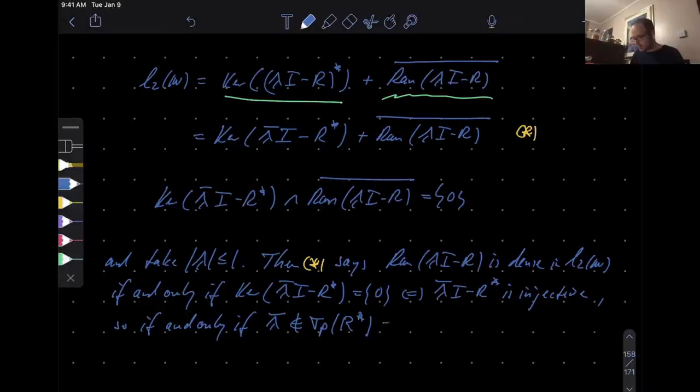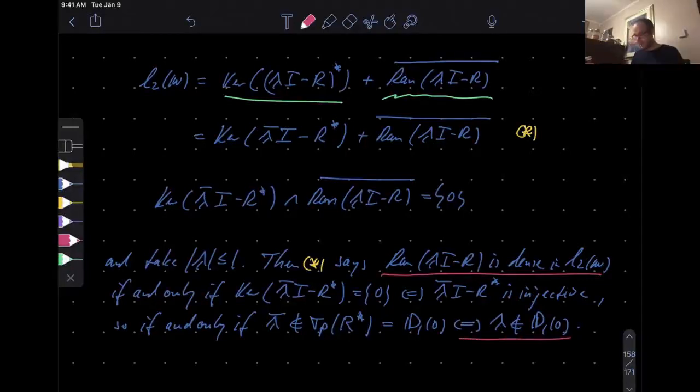And that's why I computed the spectrum, because we figured out just a moment ago that it's the open unit disk. But the open unit disk is highly symmetric, and a point is in it precisely when its complex conjugate is in it. So in turn, a point is not in it precisely when its complex conjugate is not in it. So this happens if and only if lambda is not in the open unit disk. And there we have it, because now I read from here that the range is dense if and only if lambda is not inside the unit disk.